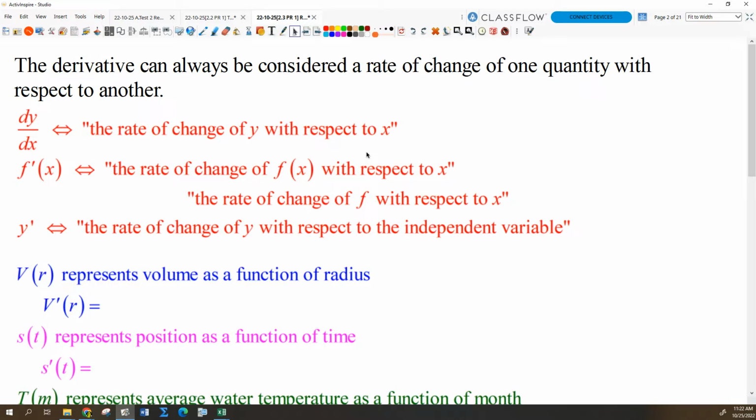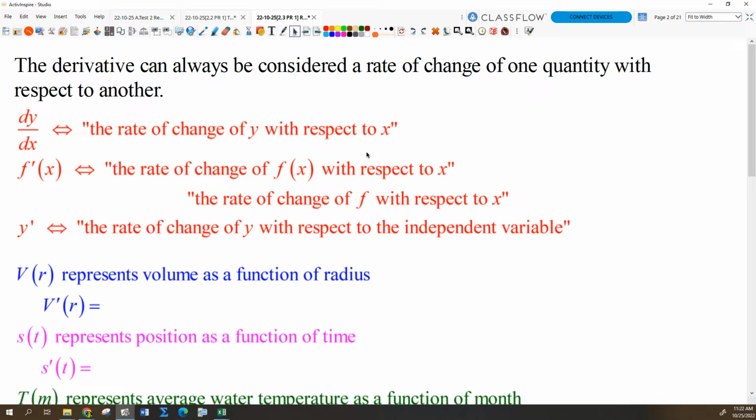So we always think of a derivative as a rate of change, right? So dy dx. How do we say that? This is literally how we say that. We could say the derivative of y with respect to x, or we could say the rate of change of y with respect to x. They're interchangeable, right? So derivatives always equate to rates of change. That's important when you're dealing with applications, right? We want to know rates of change of one quantity with respect to another.